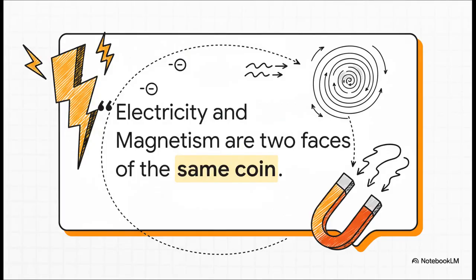So what's the big reveal here? What this new way of writing it tells us is that electricity and magnetism aren't really two separate forces that just happen to interact. No, they are fundamentally the same thing. They are two faces of a single coin we call the electromagnetic field. Whether you see something as an electric field or a magnetic field, it just depends on how fast you're moving.